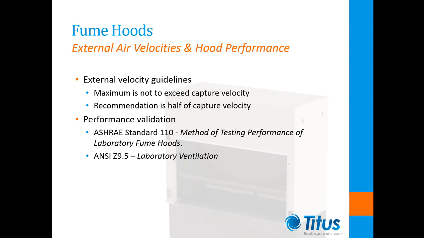It is recommended that velocities in front of the hood are designed to be within 25 to 50% of the capture velocity. With high performance hoods that have capture velocities around 50 feet per minute, this means keeping any air motion in front of the hood to a maximum of 25 feet per minute, which can be extremely challenging to maintain even without active air distribution.